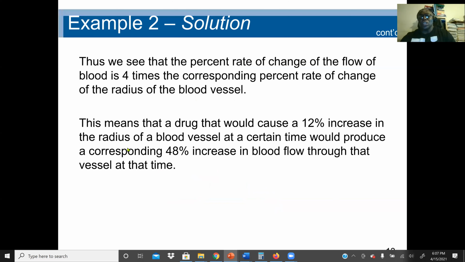Now we have a question here. They say this means that a drug will cause a 12% increase in the radius of a blood vessel at a certain time, it will produce a corresponding 48% increase in blood flow through that vessel. If we have a 12% increase, then that will also increase the blood flow by 48%. Why? Because 4 times 12, as we can see in the equation, let's go back one more time.